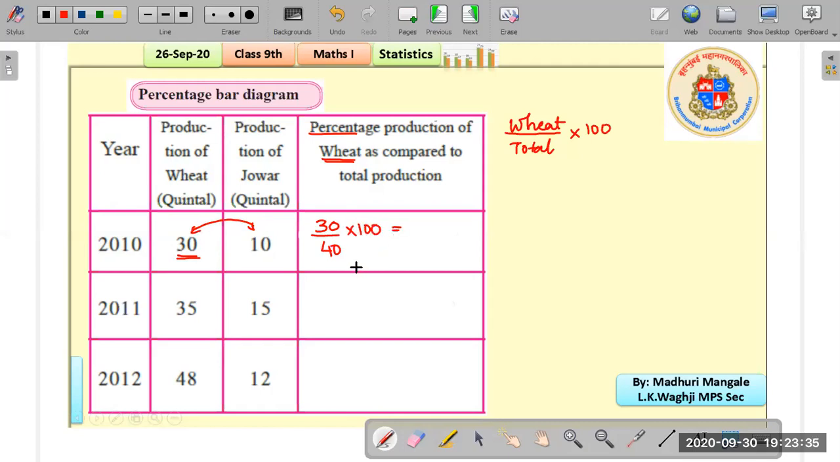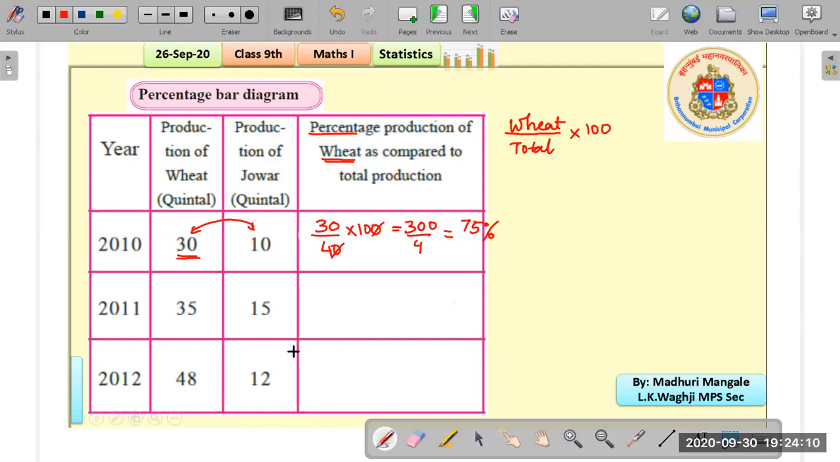And calculating, what do we get? Yes, we are going to cross out the zeros. So we are left with 300 over 4. That would be 4 times 7 is 28, and we are left with 20. So 4 times 5 is 20. So the first percentage is 75%. Wheat production is 75, so the remaining percentage will be jawar. Right, students? That would be 25% for jawar. So the jawar production is automatically converted, right, students?